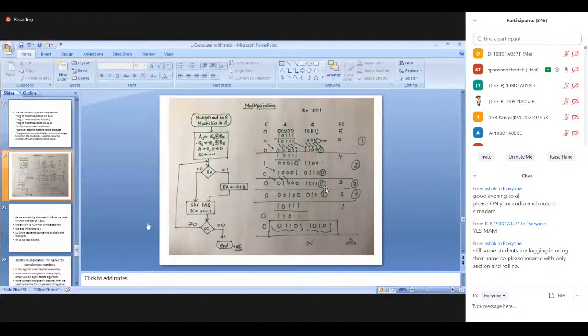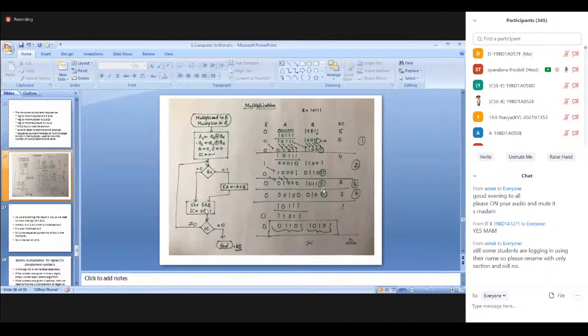Again, check the value of Qn. Here the value of Qn is 0. Whenever Qn is 0, directly perform the shift right operation. There is no addition operation. So directly perform shift right and decrement the sequence counter. Now the sequence counter is 2. Again, repeat the same process.